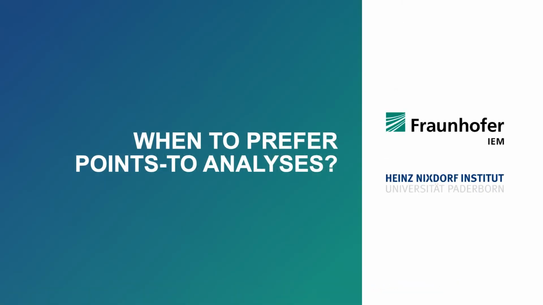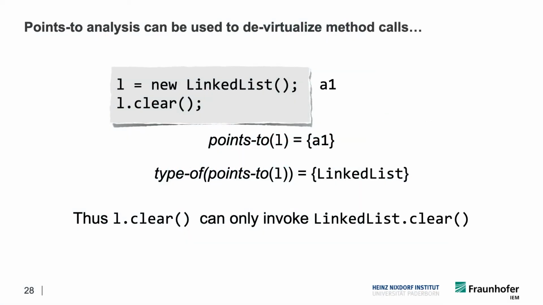Nonetheless, there are cases where you do want to prefer a points-to analysis over an alias analysis. In particular, we already saw when we were talking about call graph construction that points-to analysis can be used to actually de-virtualize method calls, right? So if we say this is allocation site A1 here, and we have this call to clear, then I showed you that normally, because this is a collection and there are many types of collections, we don't really know where this clear method call goes, right? So which method is being invoked.